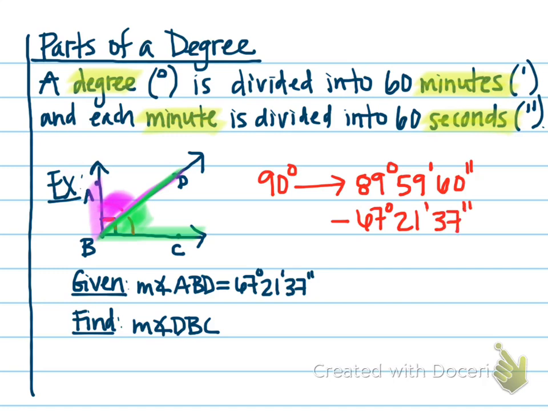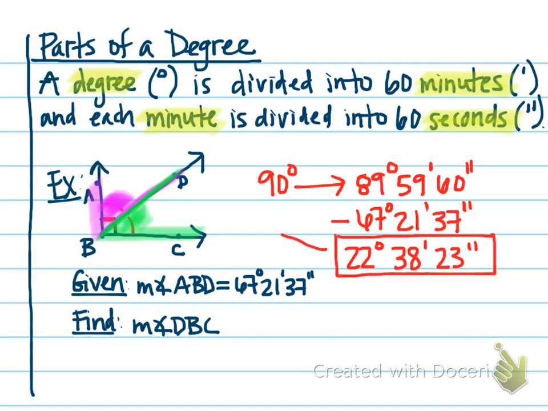The way we're going to subtract is just like you would normally subtract numbers. You're always going to start on the right. So we're going to start with our seconds. 60 seconds minus 37 seconds, that's 23 seconds. Then we're going to go over to our minutes. Sorry, 59 minutes minus 21 minutes is 38 minutes. And then if we subtract our degrees, 89 degrees minus 67 degrees is 22 degrees. So this is the size of measure angle DBC.